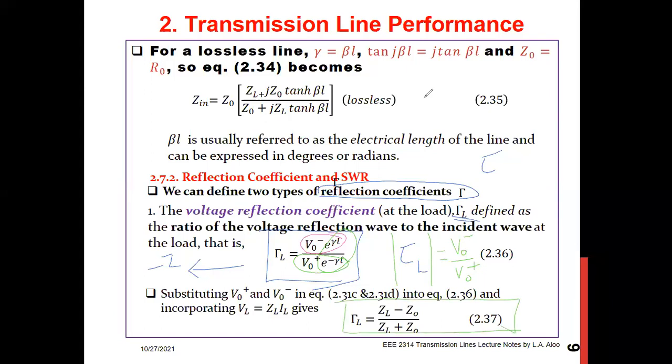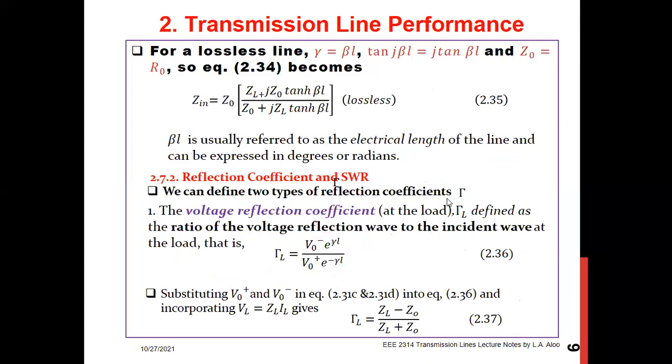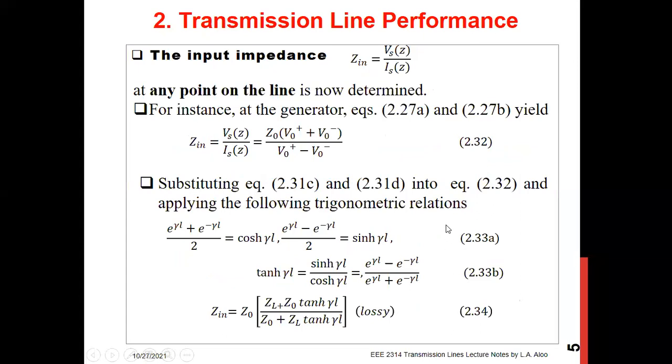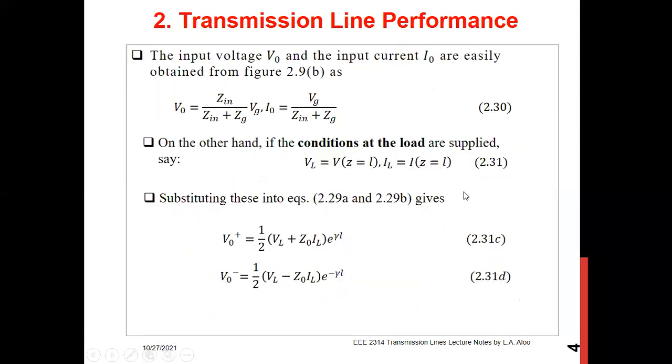Now, in your own free time, I want you to derive equation 2.37. This one is an alternative expression for calculating the reflection coefficient at the load. And how we get it is, you can go to equation 2.31 C and D. Maybe I can project them here. You come to equation 2.31 C and D. These two equations here.